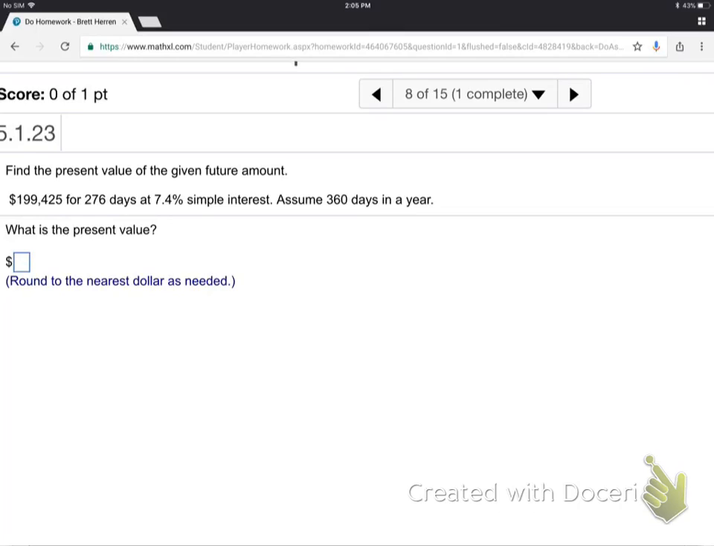All right, so try that one. Find the present value of the given future amount. So use the same formula we used in the last one. A equals P times (1 plus RT), or P times (RT plus 1), is that what it was? Use that formula. I think in MathXL, if you click on the help button, they reverse it and put 1 plus RT. It's the same thing. Works either way.